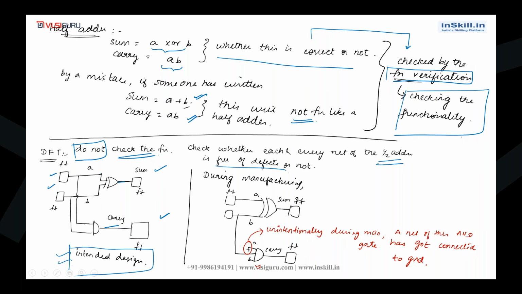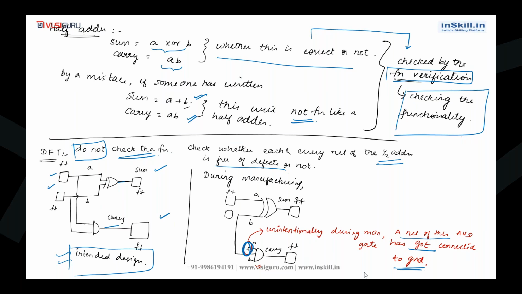Now suppose during manufacturing, unintentionally, the A net of this AND gate has got connected to ground, like this.